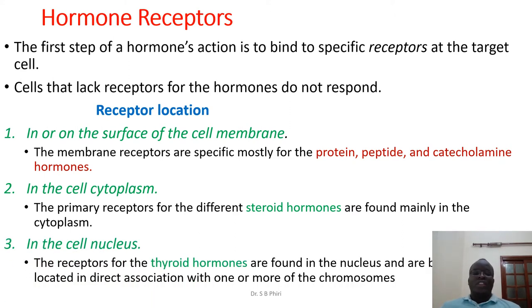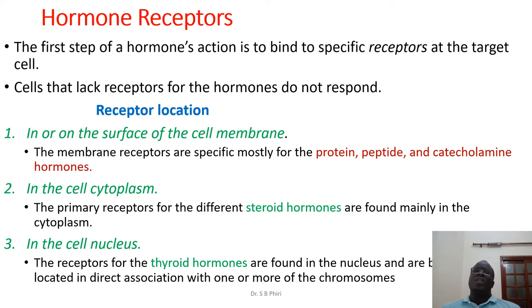So in the cell nucleus, the receptors for thyroid hormones are found in the nucleus and are believed to be located in direct association with one or more of the chromosomes. So this is where the receptors for thyroid hormones are found. The thyroid hormones are also involved in protein synthesis. They are going to increase metabolism of the body.